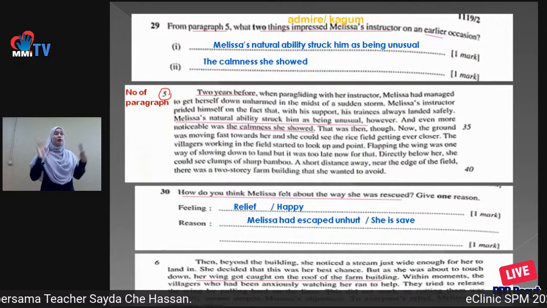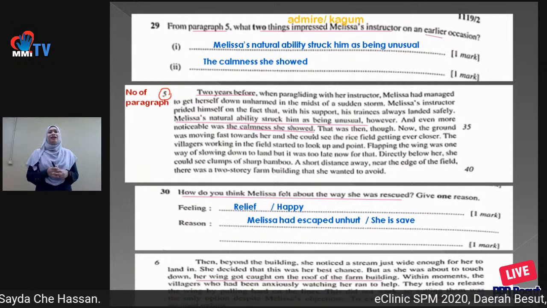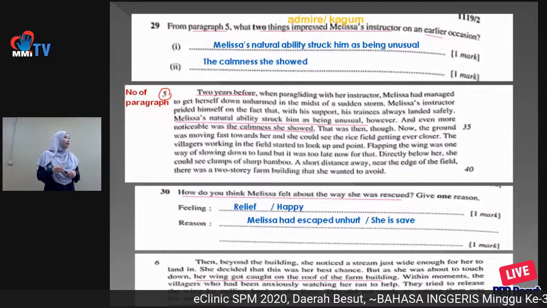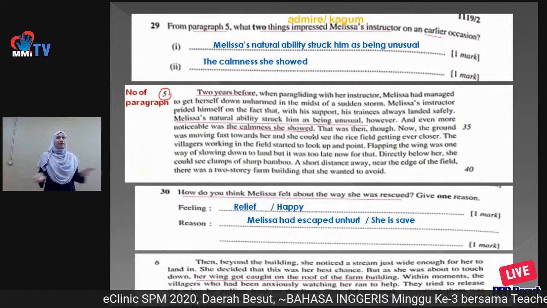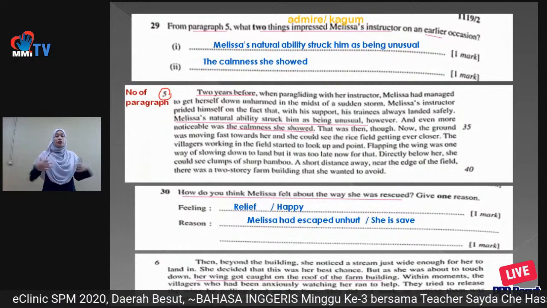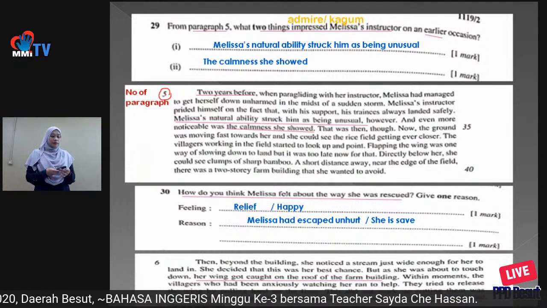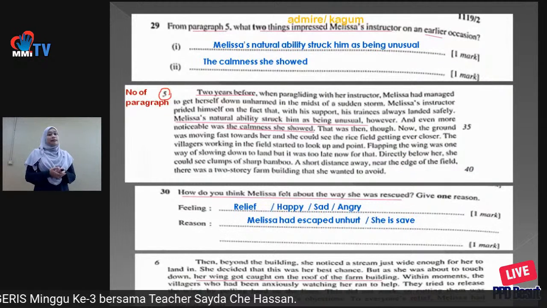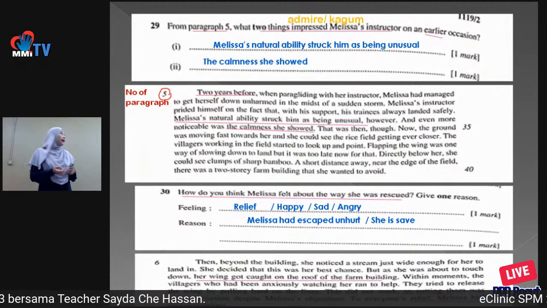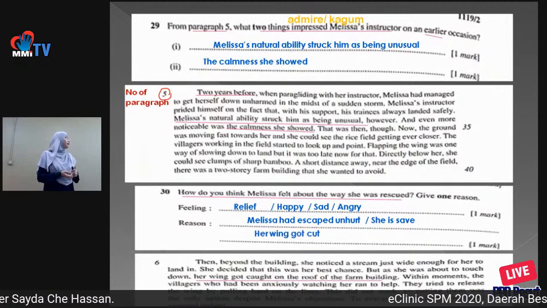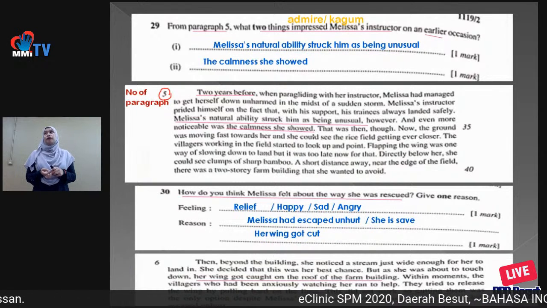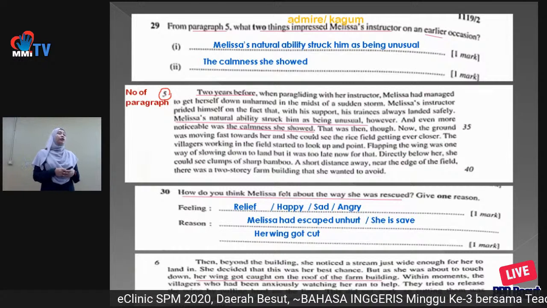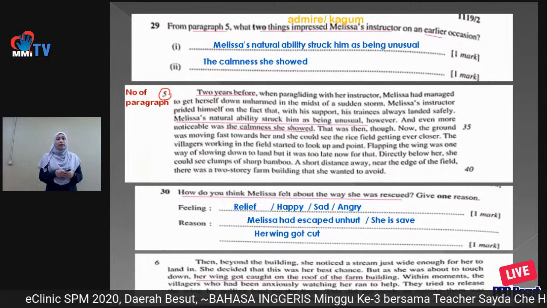Okay, Melissa says no, do not cut my wings. It's very expensive, kan, benda ni kan. Okay, maksudnya maybe for Melissa there are other ways for you to rescue me, not by cutting the lines. Okay, so you can say that sad or maybe angry, and the reason her wing got cut, ataupun the villagers cut her wings. Okay, maybe the way she was rescued was by cutting the wings.